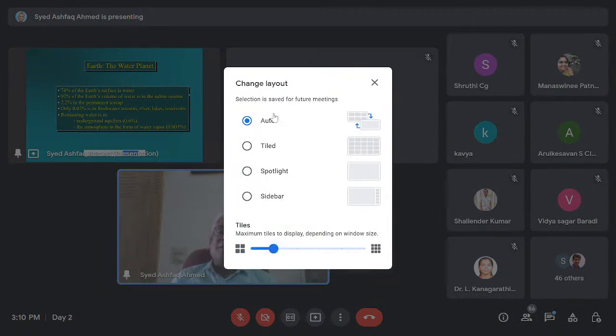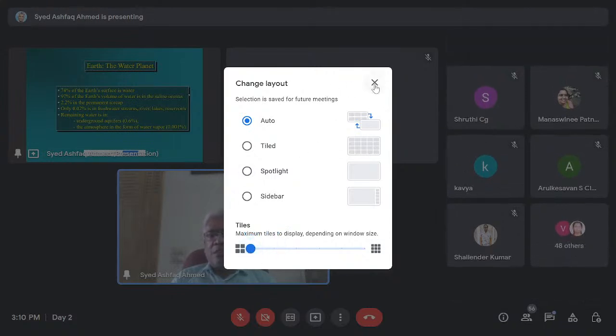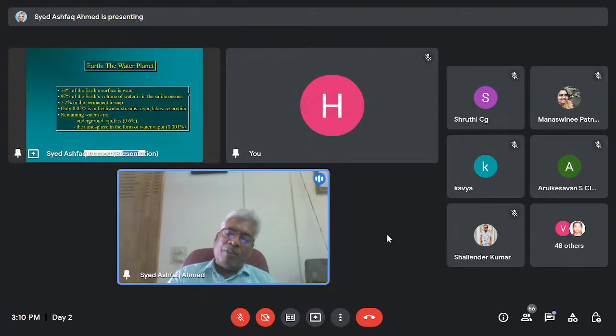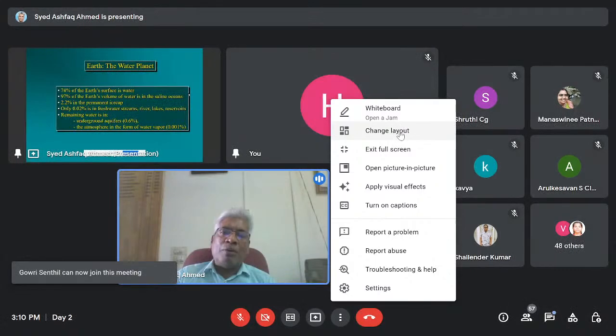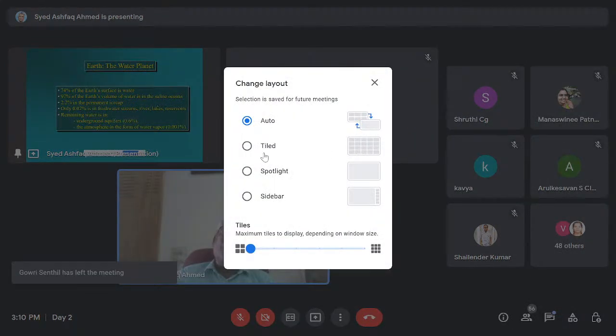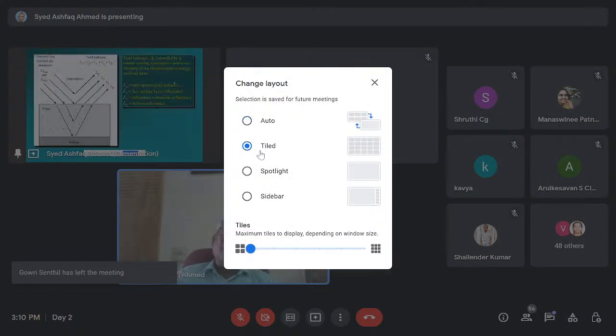We also have some water in the atmosphere in the form of water vapor and cloud, which constitutes around 0.001%. With this very small amount of water available, we should manage it very properly. To start with, when we take up the remote sensing applications of water resources, we all depend upon satellite images.